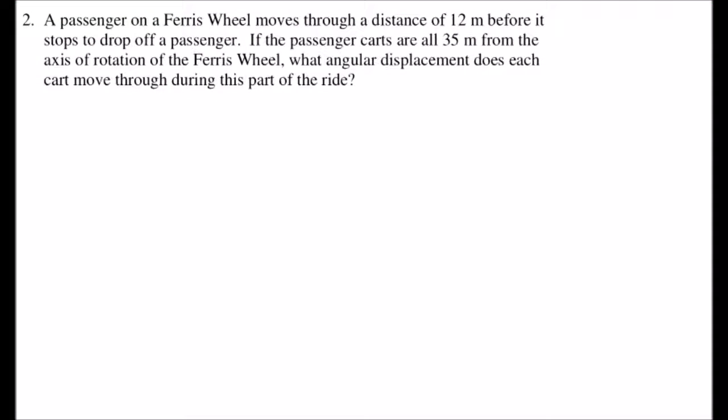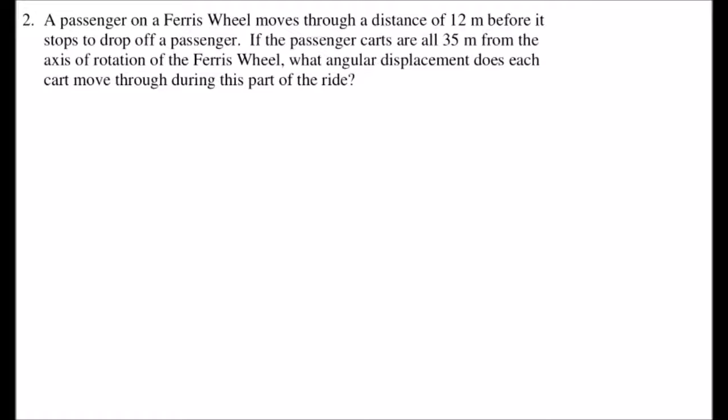Now we're going to do our second problem here. A passenger on a Ferris wheel moves through a distance of 12 meters before it stops to drop off a passenger. If the passenger carts are all 35 meters from the axis of rotation of the Ferris wheel, what angular displacement does each cart move through during this part of the ride?